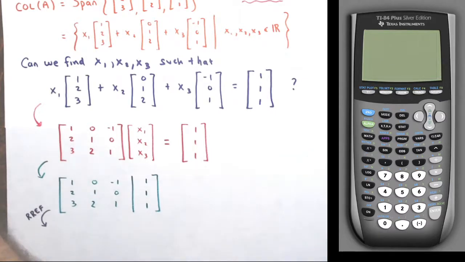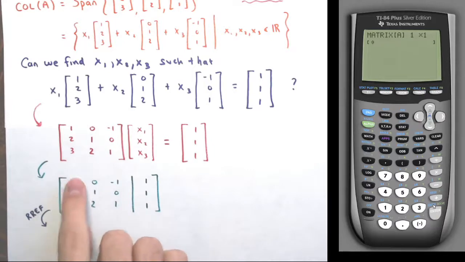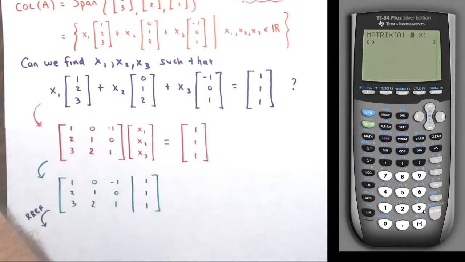Now I have a TI-84 Plus, similar to an 83 as well. So I go to the matrix menu, over to edit. When I look at the augmented matrix here, this is a 3-row, 4-column matrix, so the size is 3 by 4. Enter the first row, 1, 0, negative 1, 1, then 2, 1, 0, 1, and 3, 2, 1, 1.